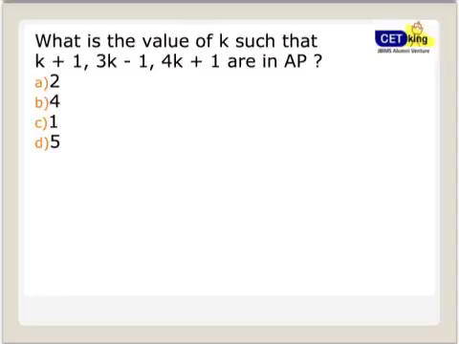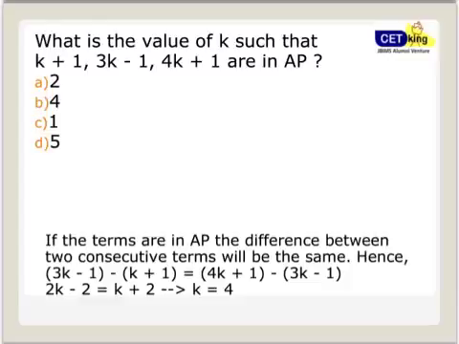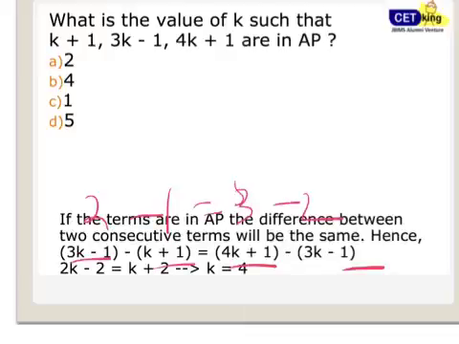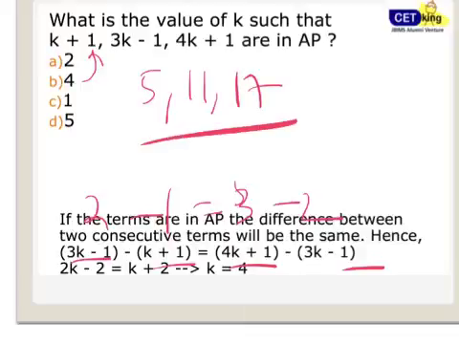Fine. Can you try this question? Solve this question using this thing. That second term minus first term is equal to third term minus second term. So this minus this minus this, I can solve my answer. Fine. Or I can simply put an option. The moment I put 4 here, this will be 5, 11 and 17. Are they in AP series? Yes.